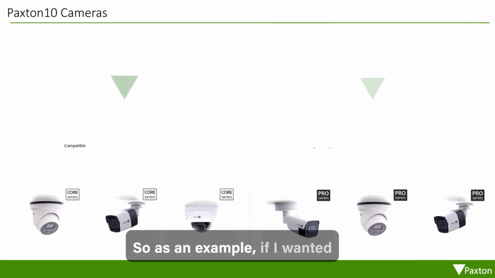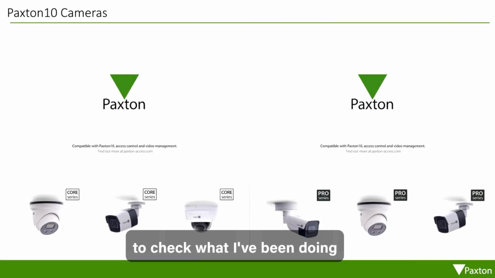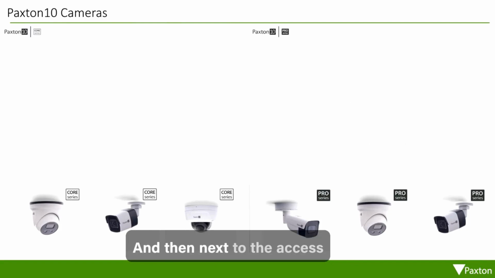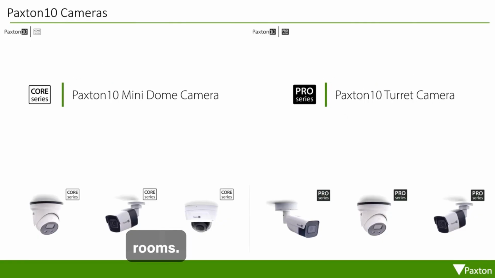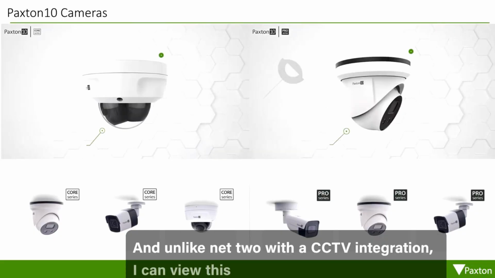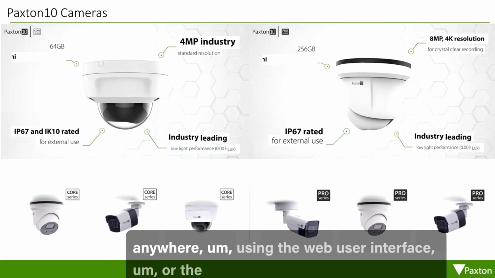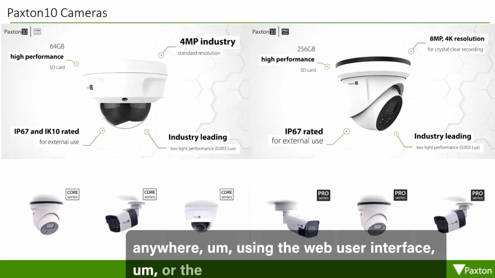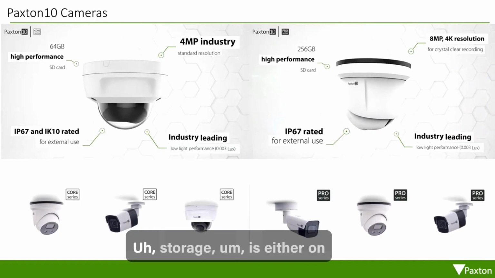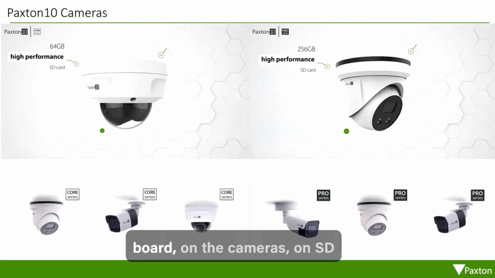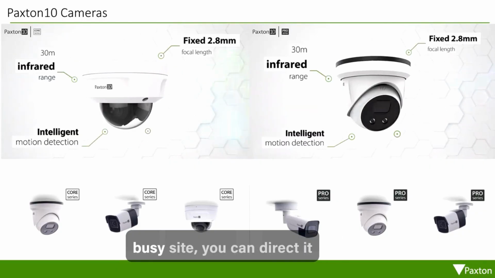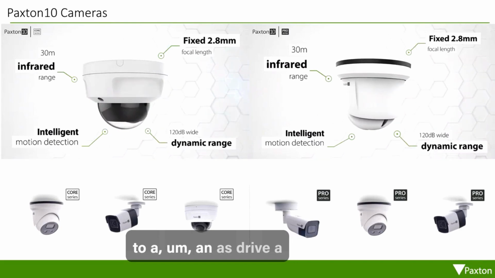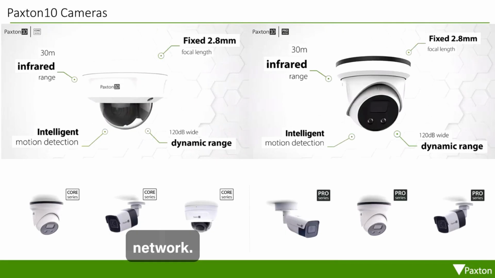So, as an example, if I wanted to check what I'd been doing in the office yesterday, you could run a report in Paxton 10 of all my access control events. And then next to the access events, you'll be able to see the video footage of what I'd actually been doing in those rooms. And unlike Net2 with a CCTV integration, I can view this anywhere using the web user interface or the Paxton 10 apps. Storage is either on board on the cameras on SD cards, or if you need 30, 60 days retention on a busy site, you can direct it to a NAS drive, centralized storage on your network.